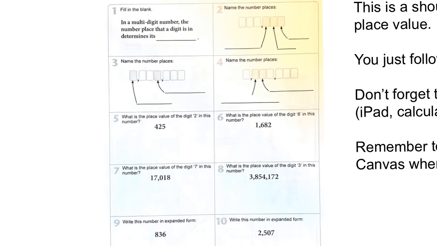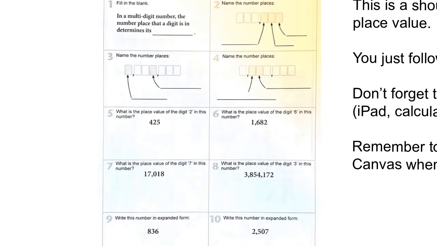So when you look at this, it's just got like fill in the blank, and it's got a little word problem there. Name the number places, and you just write them on the lines. Remember, you can abbreviate them. Once again, name the number places.